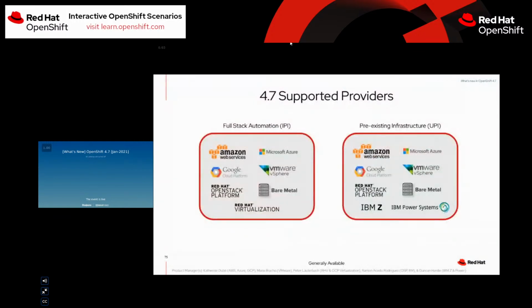Hi, I'm going to cover this section on behalf of Catherine, who couldn't make it today. For OpenShift 4, there are two primary installation experiences: the full stack automation, what is known as IPI, and the pre-existing infrastructure. And this you all probably are familiar with. It just shows you what is now supported with 4.7. Moving to the next slide, this is the support.